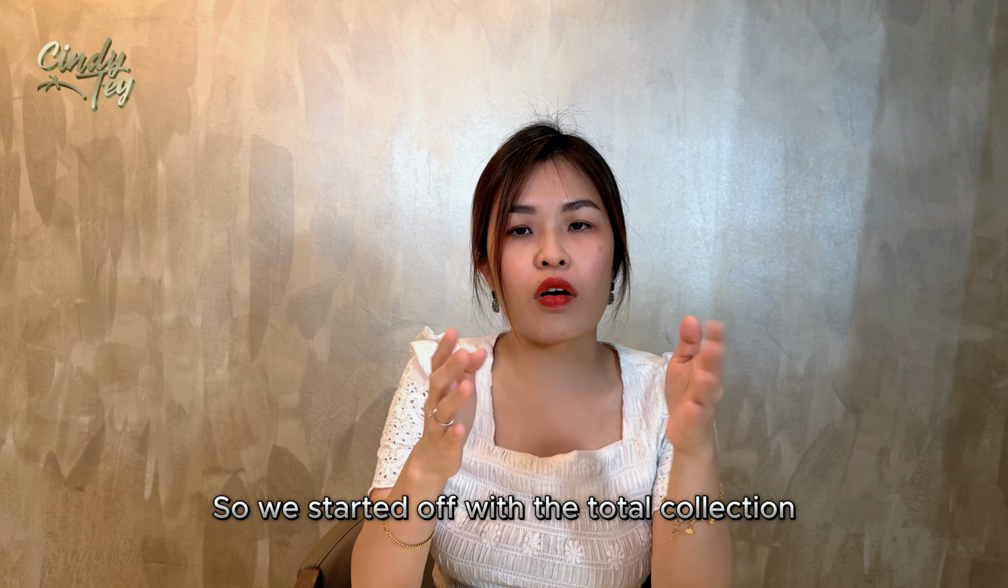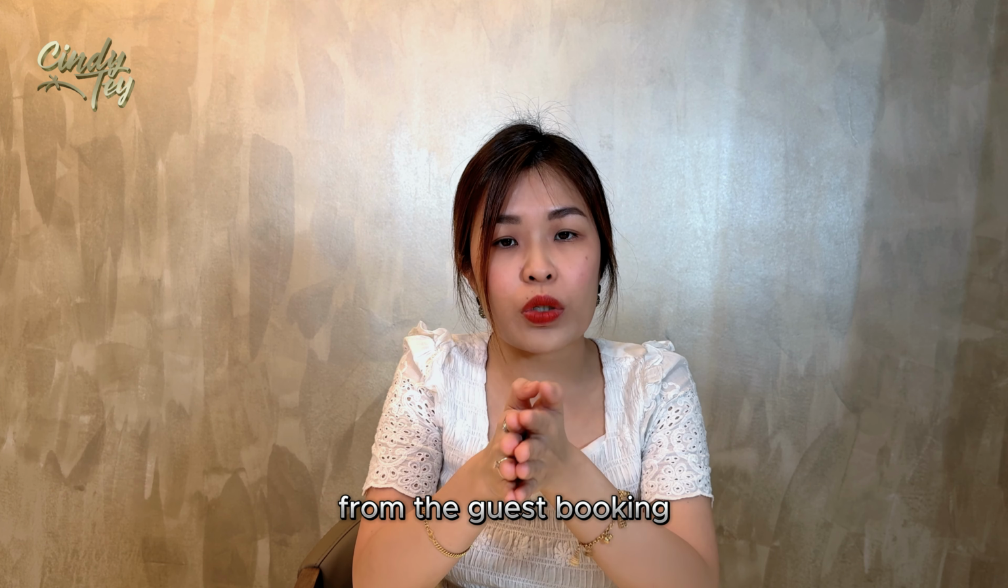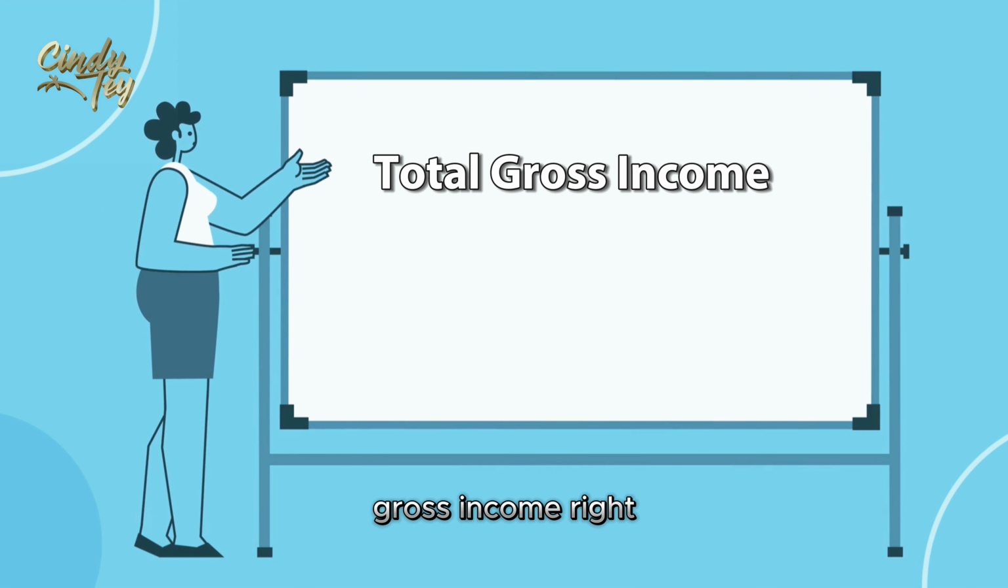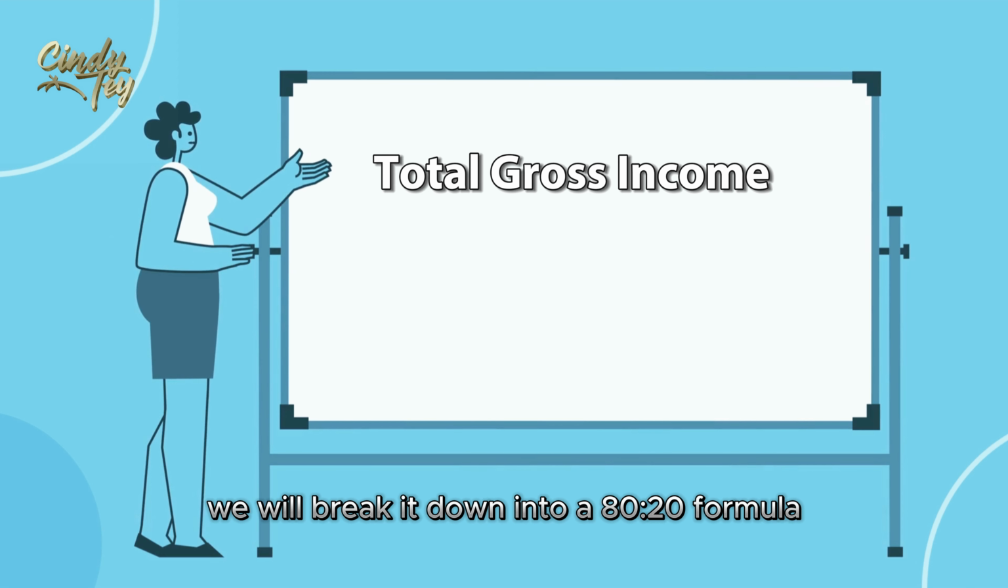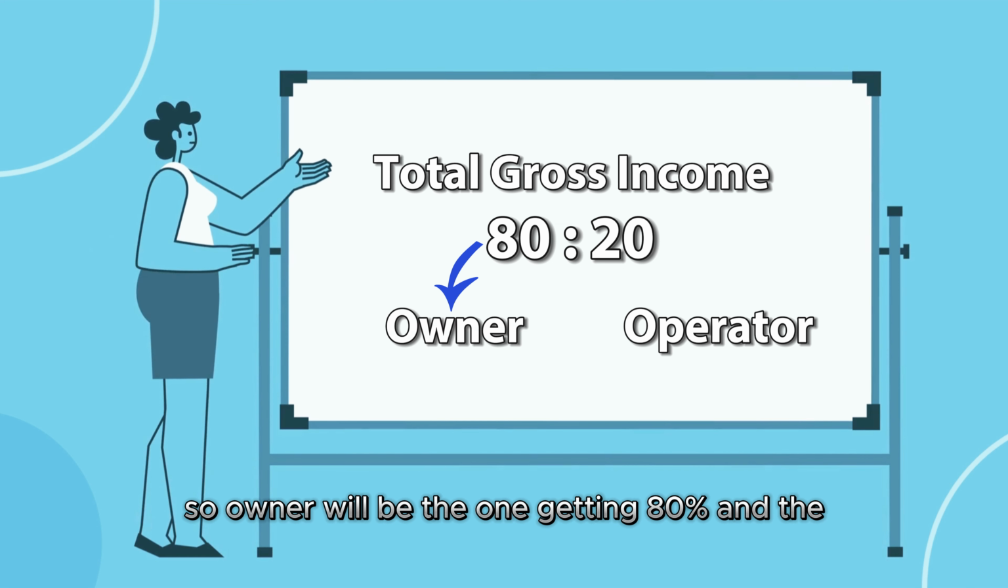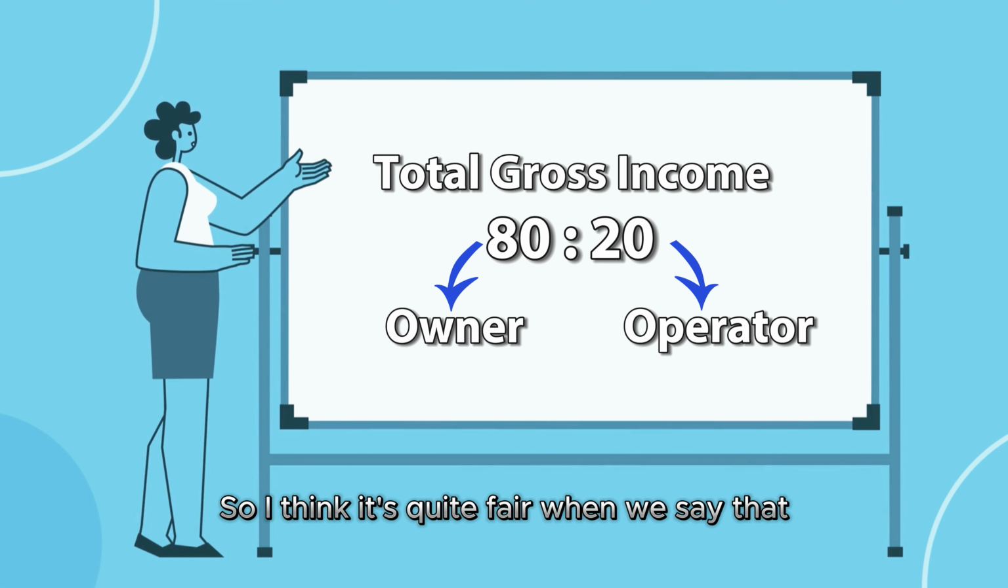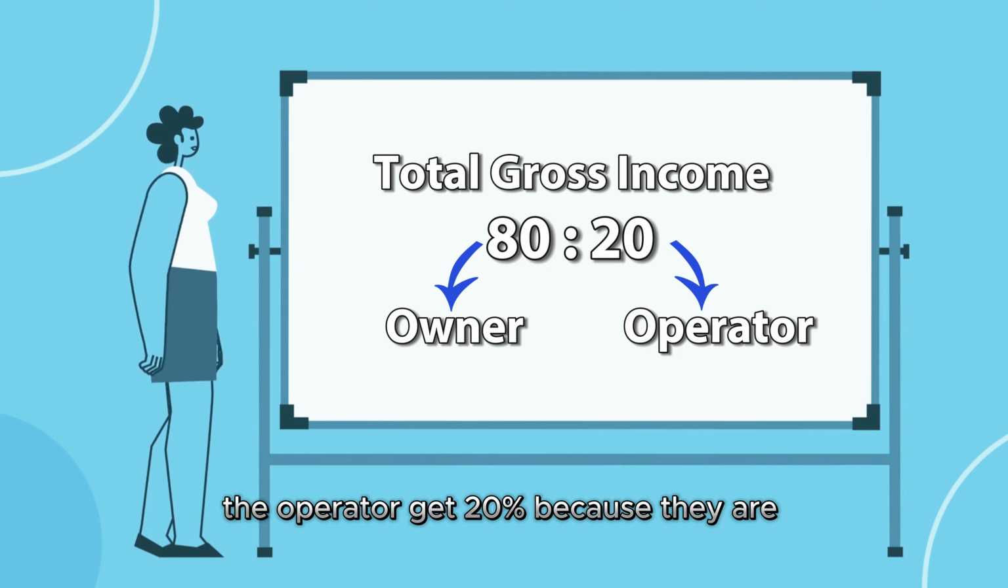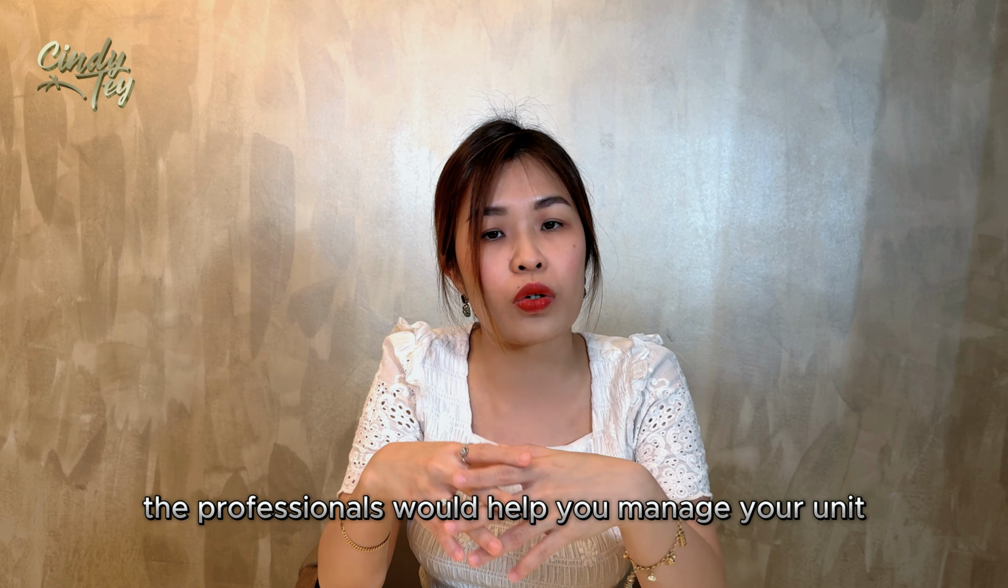Okay, so we start off with the total collection from the guest bookings. Usually the total gross income we break down into an 80-20 formula. The owner gets 80% and the operator gets 20%. I think it's quite fair that the operator gets 20% because they are the professionals who are going to help you manage your unit.